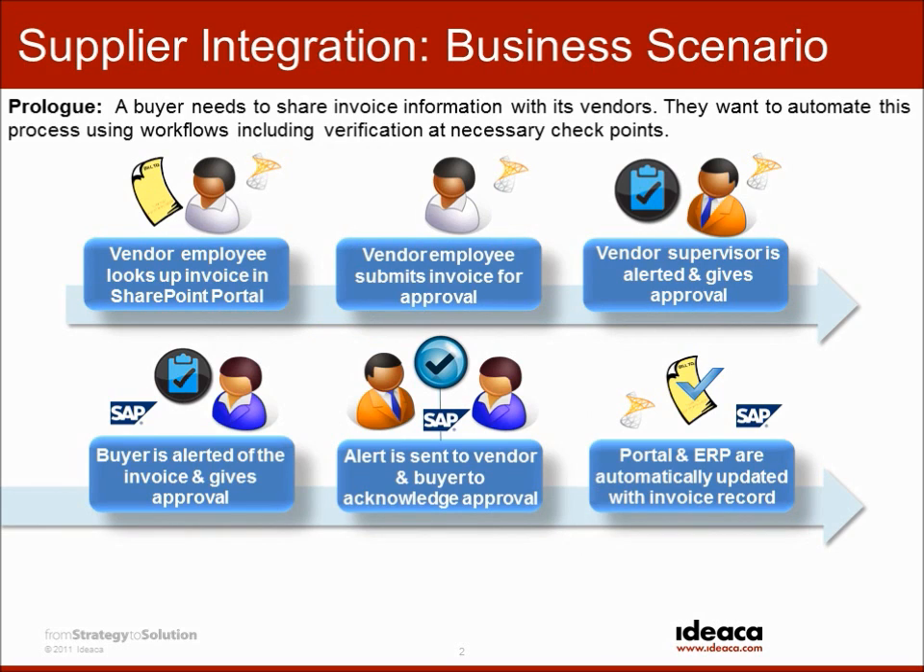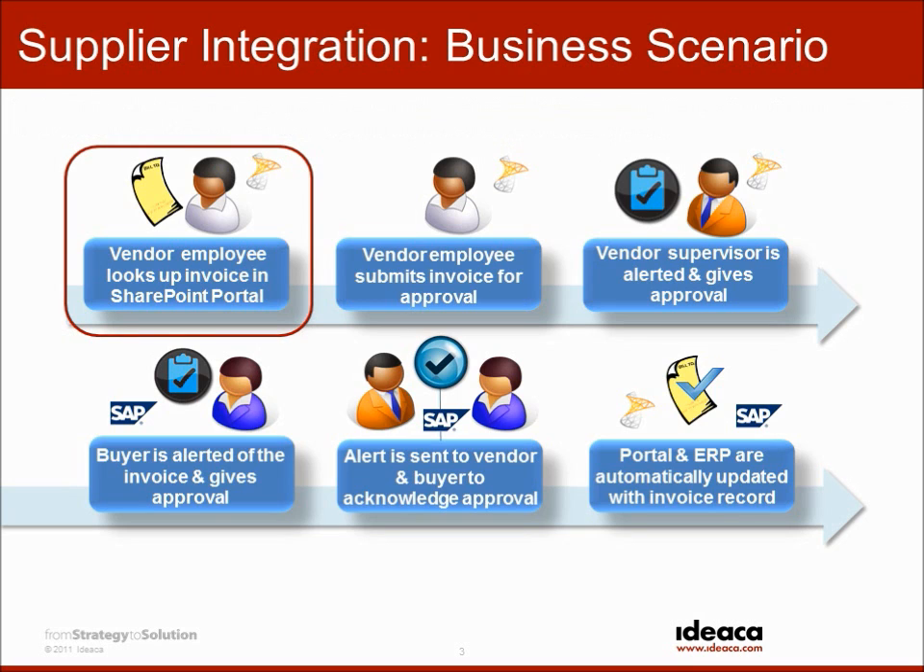Let us examine this by walking through a simplified, fictitious, but representative business process or scenario. It will highlight the whats and the whys, and will define the business requirements for a multi-step workflow process with lots of chatter between two organizations. In our scenario, a buyer of one organization needs to share invoice information with its vendors. They want to automate this process using workflows, including verifications and approvals at necessary checkpoints.